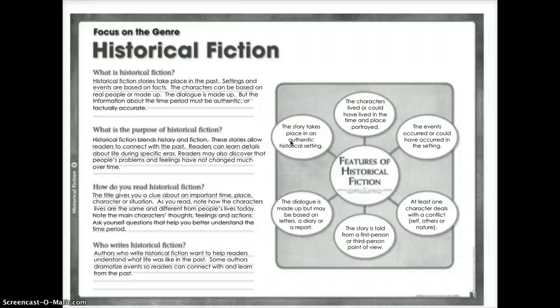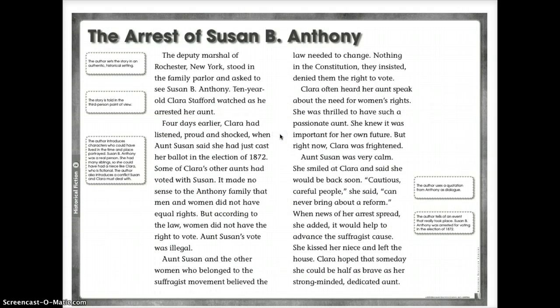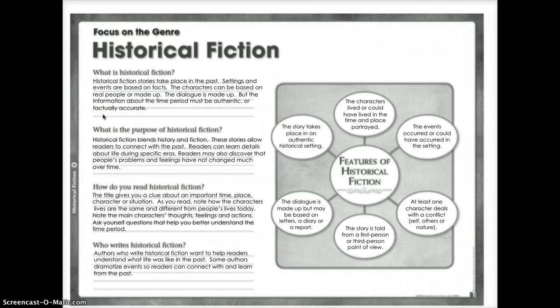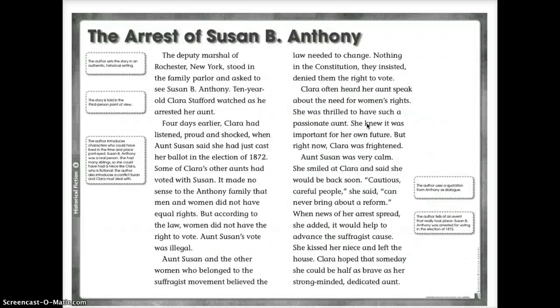All right. Now, when we go forward, the next slide is about the arrest of Susan B. Anthony. As we go through, I want you to look at how these connect with these points: the character, events, problem, narrator, dialogue, and setting. Unfortunately, I didn't block these, and I probably should have. But when you read this, think about those characteristics of historical fiction.